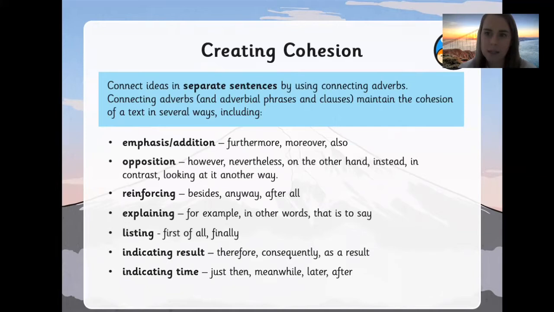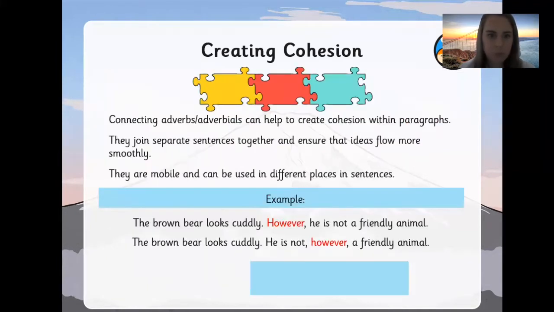and they might indicate time. So just then, meanwhile, later, after. Okay, lots of different examples there. This PowerPoint will be on the website. Do use it if you need to come back to it. Now, connecting adverbs and adverbials can help to create cohesion between paragraphs. They join separate sentences together and ensure that ideas flow more smoothly. Okay, so they are mobile, you can move them around. They don't have to sit at the beginning or the middle of a sentence. They can be somewhere else.